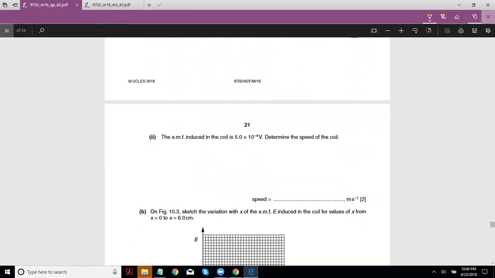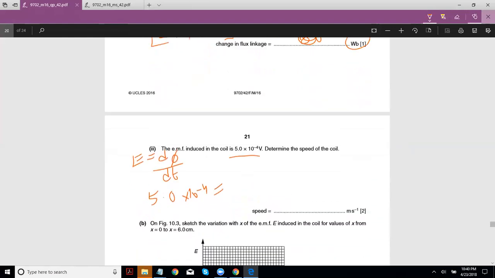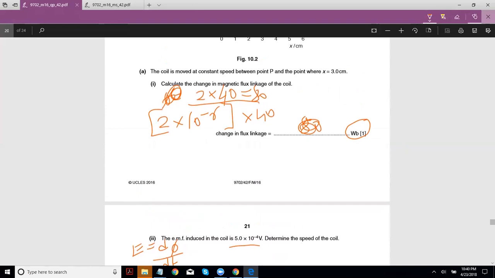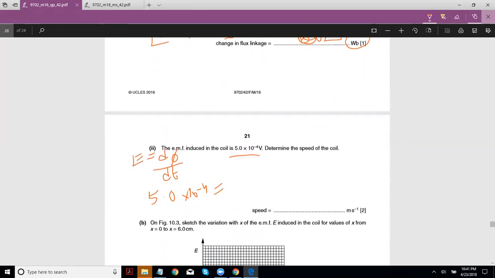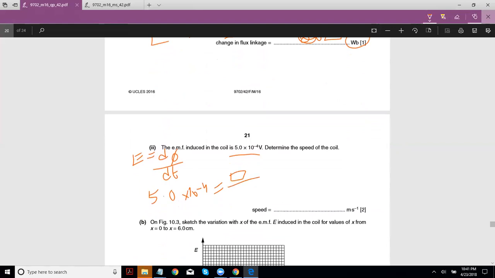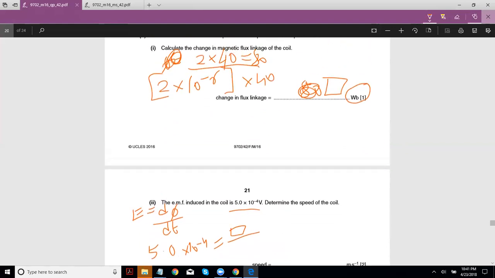The EMF induced in the coil is this. Determine the speed of the coil. So the idea here is that EMF induced in the coil is rate of change in flux. Say you have your EMF into 10 power minus 4. You have your change in flux, so we have the change in flux linkage. Let's just call this 8 into 10 to the power minus 5. Let's just call this box. You need 8 into 10 to the power minus 5, right? Yes, 8 into 10 to the power minus 5.